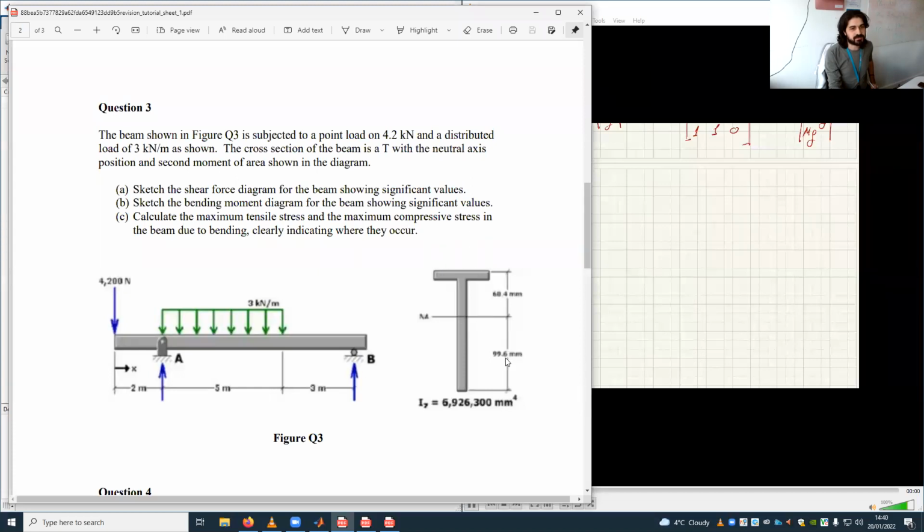So we know where the neutral axis is with respect to the top flange or the bottom fiber of the beam. Sketch the shear force diagram showing significant values. Sketch the bending moment diagram for the beam showing significant values. Calculate the maximum tensile stress and the maximum compressive stress in the beam due to bending, clearly indicating where they occur.